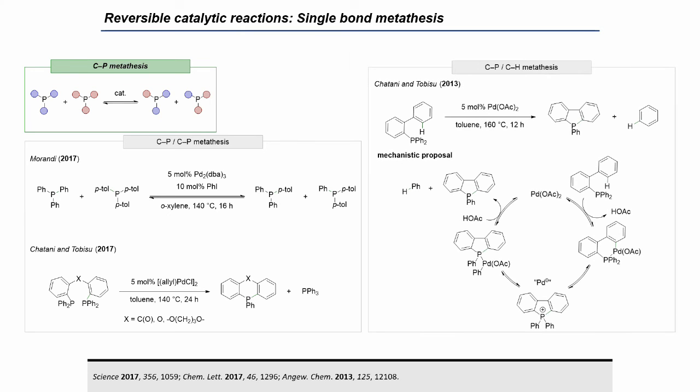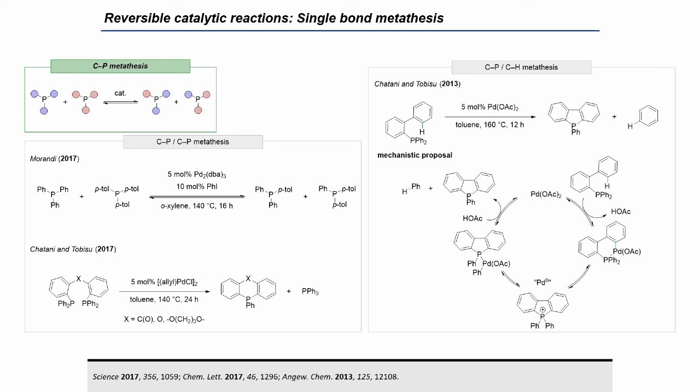The groups of Catani and Tobisu have also developed another route to phosphole derivatives by a C(sp2)–P/C(sp2)–H ring-closing metathesis. In contrast to the other work, this reaction required a monophosphine as a starting material, and benzene was formed as the only byproduct.